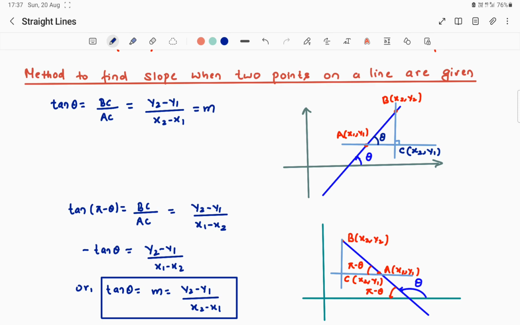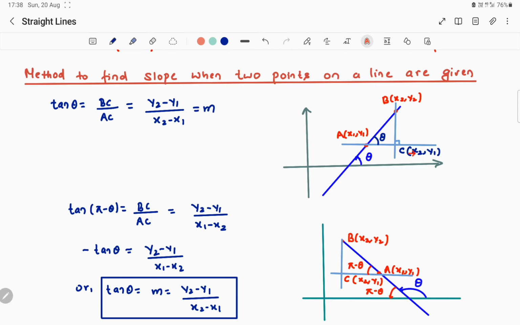Okay, so see like this, let's say that on this blue line there are 2 points A (x1, y1) and B (x2, y2), and let's just assume that the angle of inclination is theta. Okay, now from A we have drawn a horizontal line, and from B we have dropped a vertical line. So you would have learned in 10th standard that on a vertical line the x coordinate remains the same, and on a horizontal line the y coordinate remains the same.